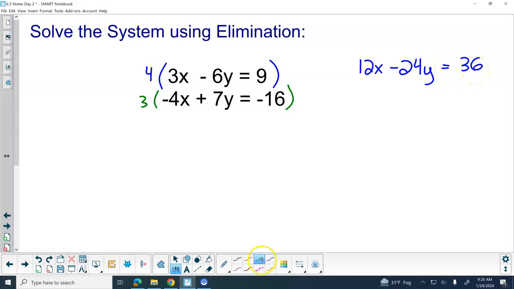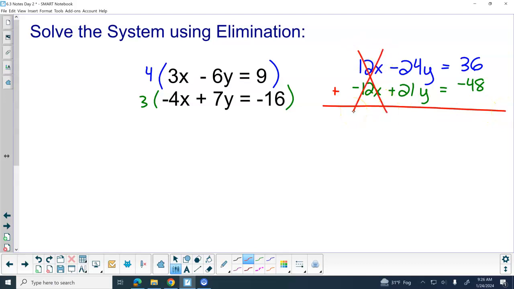Okay. If I multiply the bottom equation by 3, I get -12x plus 21y equals -48. Add those two together, so my x's go away. My y's, I get -3 of them left over. My numbers, I got -12. Divide both sides by -3. I get y equals +4.